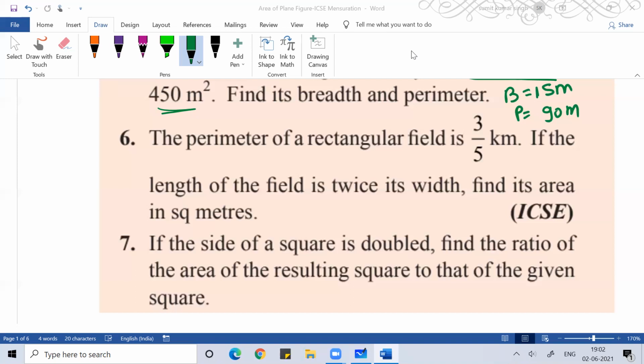Should I do this, Dhoni? Sir, is the answer 200 meters square? No. You're close. I think you're making some mistake with zeros.